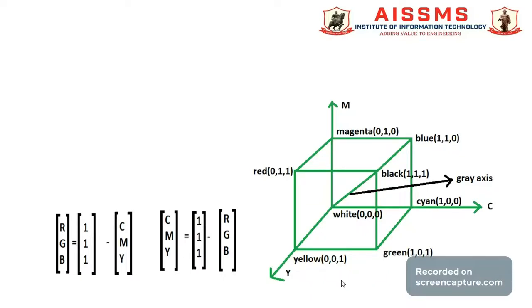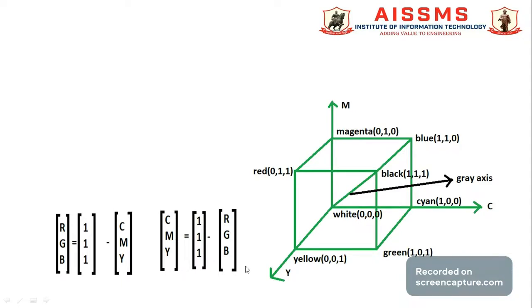If you want to create a cyan color, it will be the combination of G and B, that is green and blue, which creates cyan. Similarly, R plus B will create magenta. After that, R plus G will produce yellow. Thus CMY coordinates are just the complements of the RGB coordinates. So the equation is CMY equals the matrix [1 1 1] minus the RGB color.